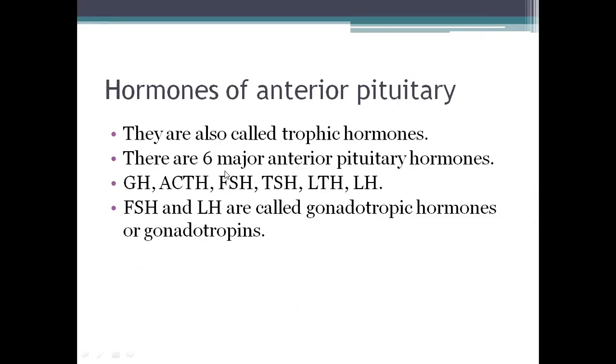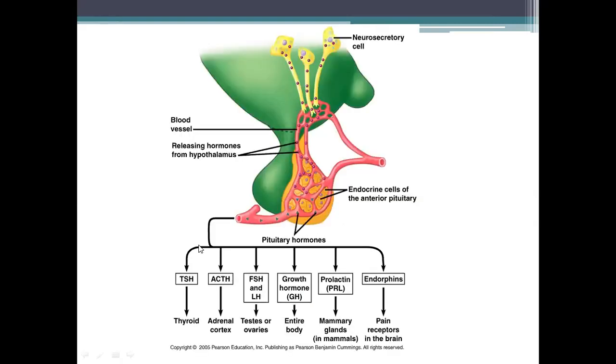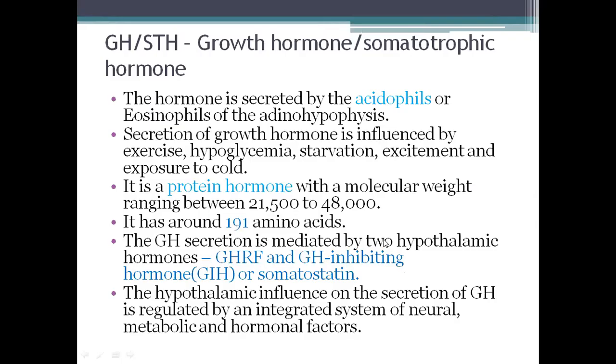Now, there are 6 important hormones that are secreted by the anterior pituitary. These are the 6 hormones. Among them, FSH and LH are known as the gonadotropins. You can see this is the anterior pituitary. These are the hormones secreted by the anterior pituitary and the respective target structures.